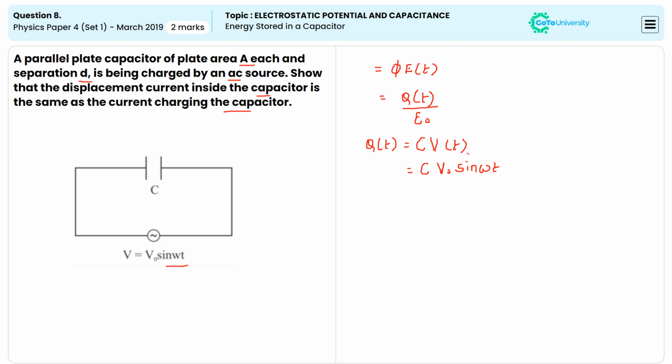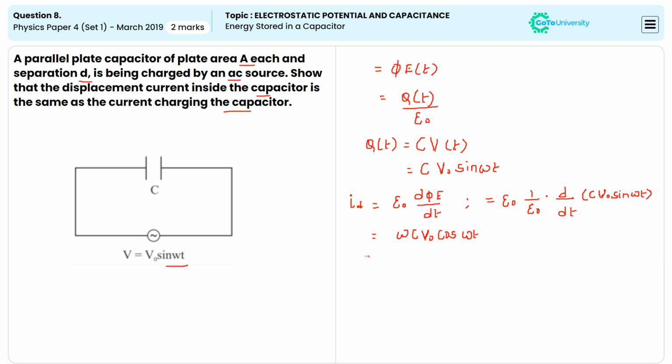And therefore, the displacement current, denoted as I D, where I is the symbol for current and D is for displacement, is equal to epsilon naught times d phi E with respect to dt. That equals epsilon naught times 1 by epsilon naught into d by dt of C V naught sin omega t. The epsilon naught gets cancelled, and then it becomes omega C V naught cos omega t.